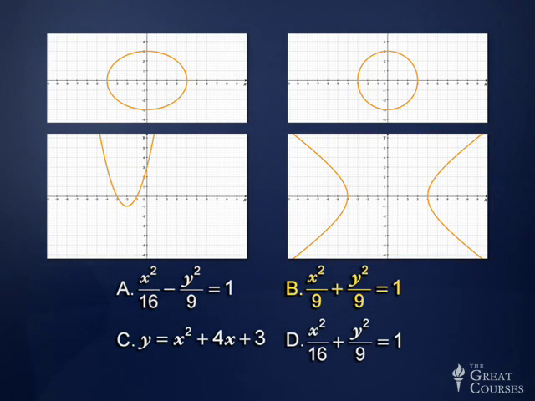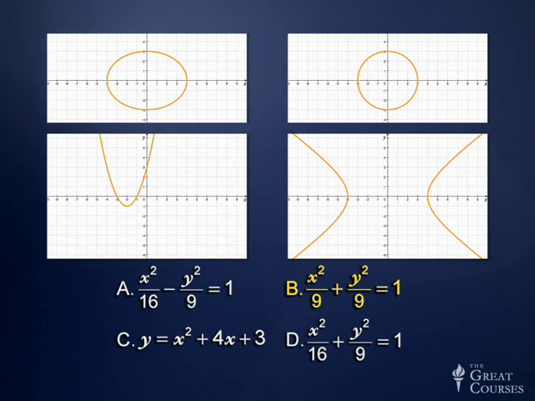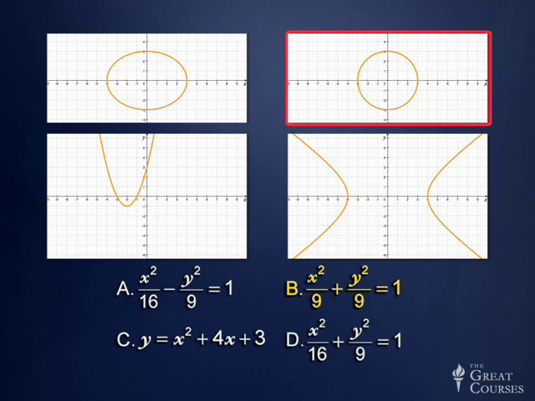Next, x squared over 9 plus y squared over 9 equals 1. Okay, I've got an x squared and I've got a y squared, and they're added together. That means I'm either dealing with a circle or with an ellipse. And notice that both the denominators are equal to each other. They're both 9. What does that tell you? That tells you you're dealing with a circle. So you should have matched that equation to the circle.